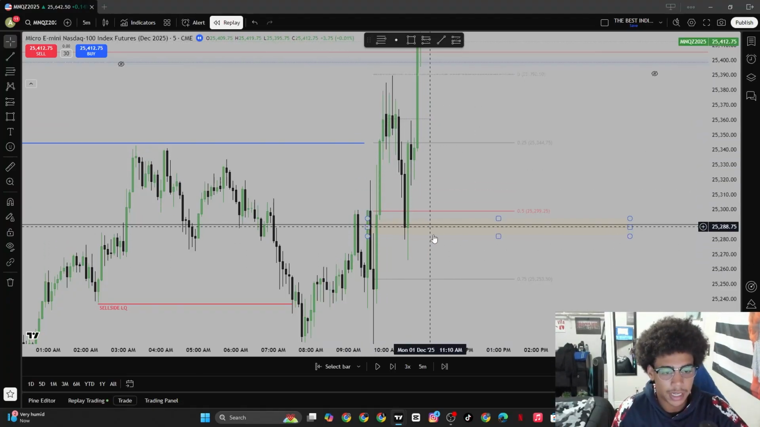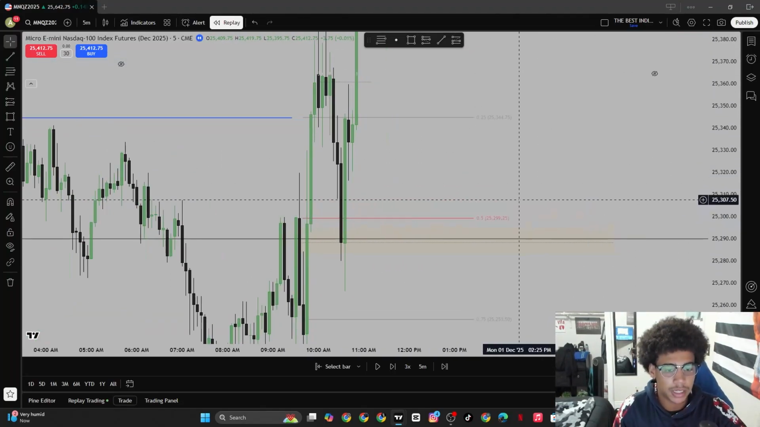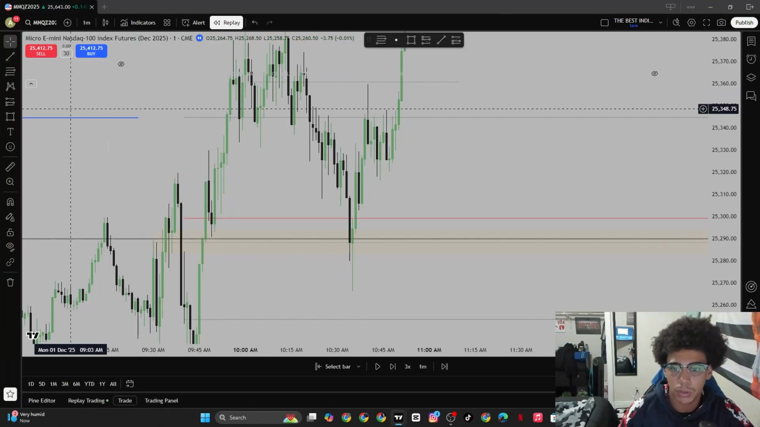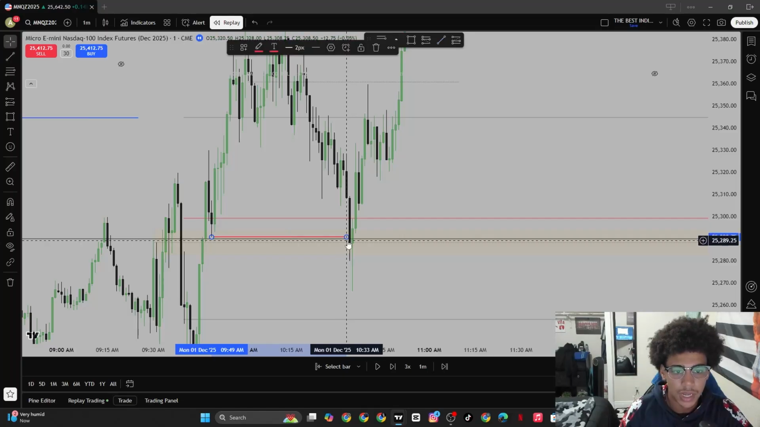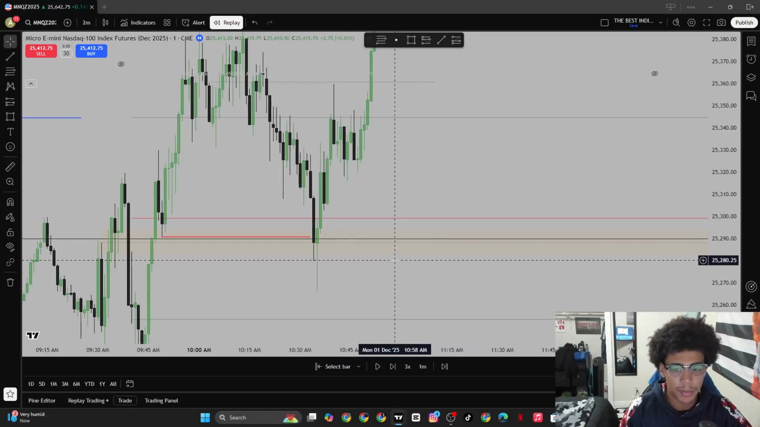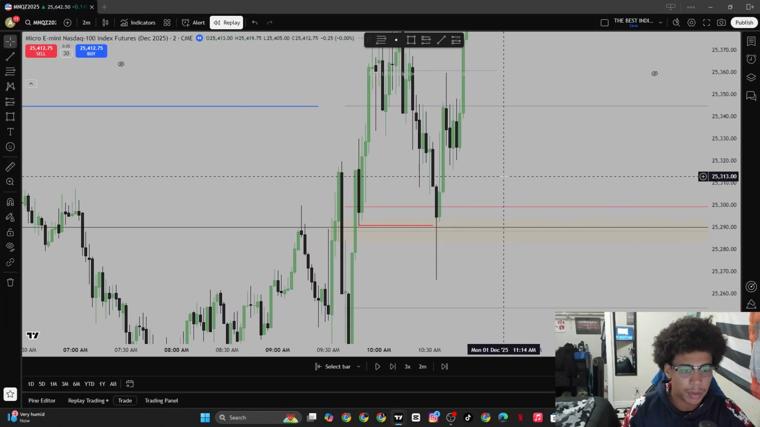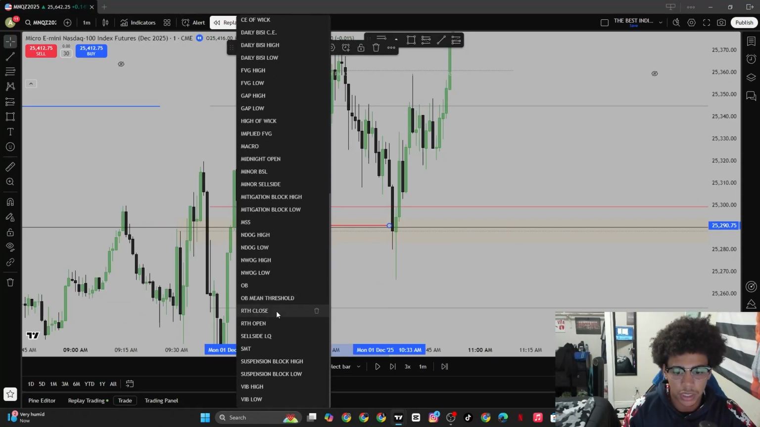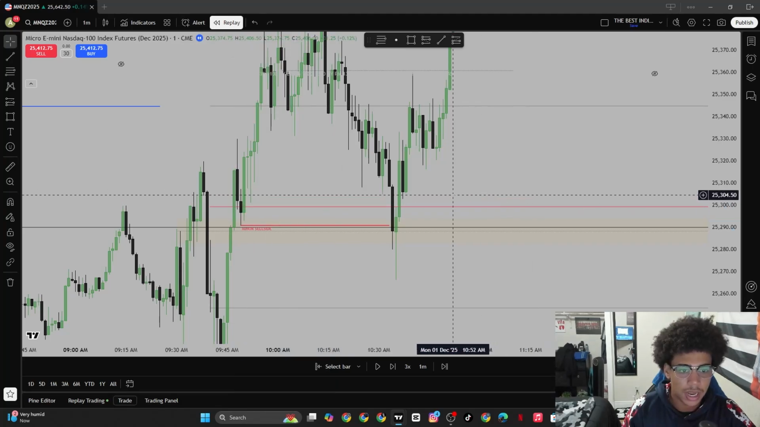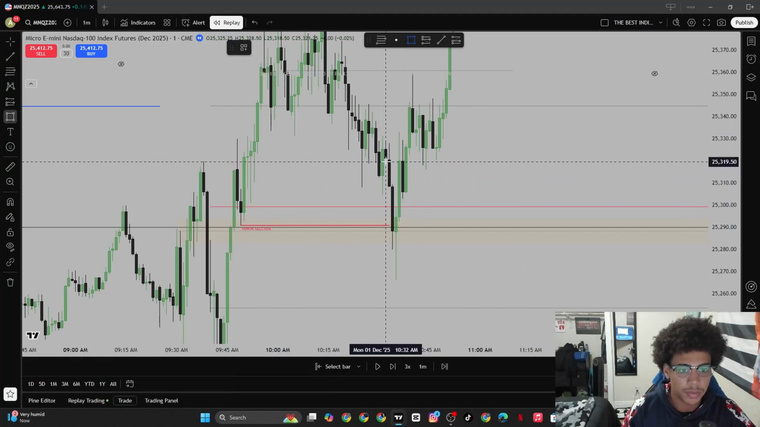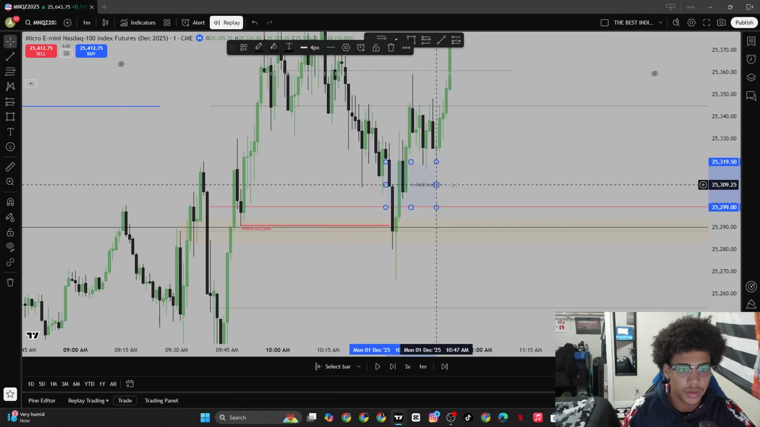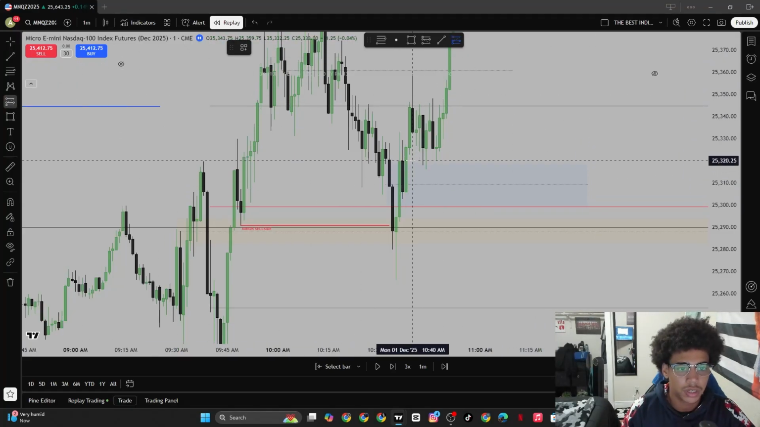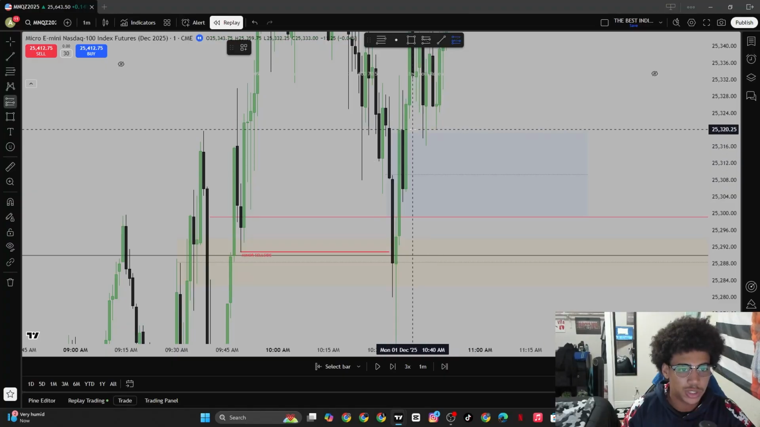Now I'm taking the exact same setup, but now I'm taking it in a place that makes sense logically. We have this 5-minute discount fair value gap. We have the sweep of liquidity. And now at this point, it's just about waiting for the highest time frame inversion, which I believe was the 1 minute. So let me mark this out as my minor sell side. And then we have this higher time frame inversion right there.